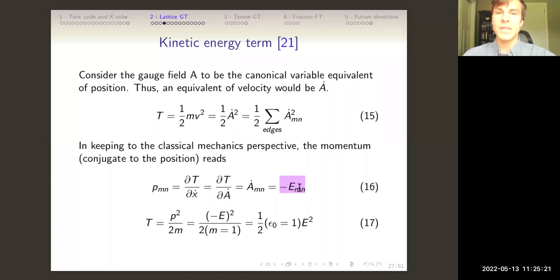So that's what we mean when we say the electric field is the conjugate to the gauge field, just like the momentum is conjugate to position. And so either plugging directly in this definition that we already knew, and taking again the permittivity of space to be 1, we have that the kinetic energy is 1/2 of the E field squared.